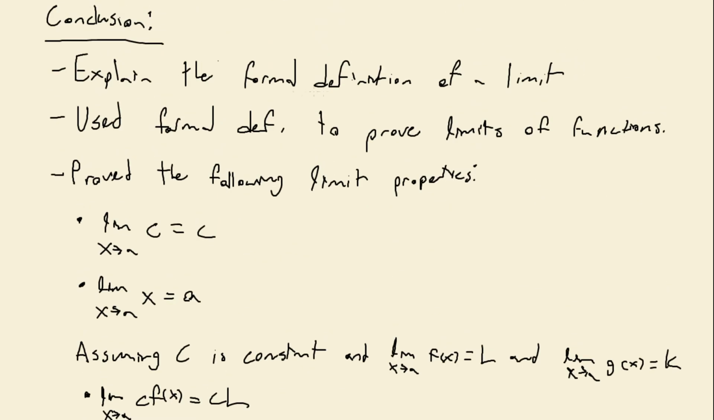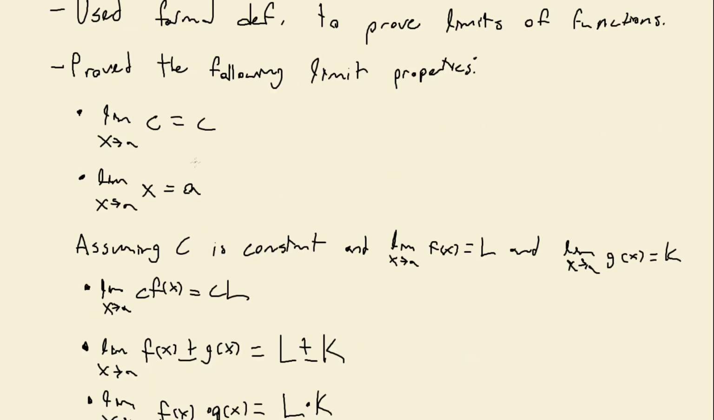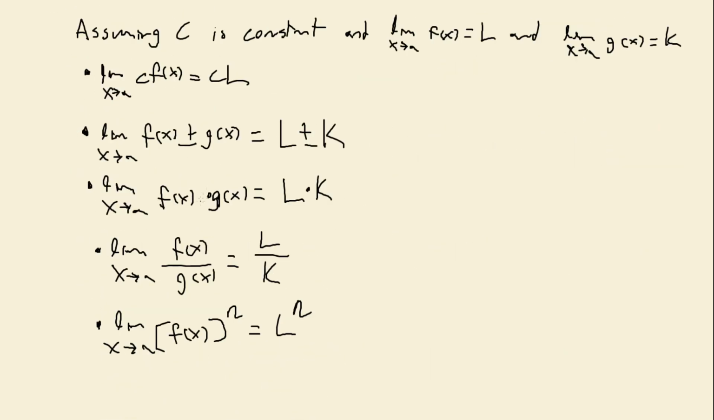We explained the formal definition of the limit. We use the formal definition to prove limits of functions. We prove the following limit properties. Limit of a constant is that constant. Limit of x approaches a of x is a. And then assuming c is a constant, and that the limit as x approaches a of f of x is L, and that the limit as x approaches a of g of x is k, we prove that the limit as x approaches a of a constant times f of x is just the constant times the limit of that function. We proved the limit as x approaches a of two functions being added together is just the sum or difference of the limits of those two functions. We proved the same with multiplication, the same with division, and with exponentials.